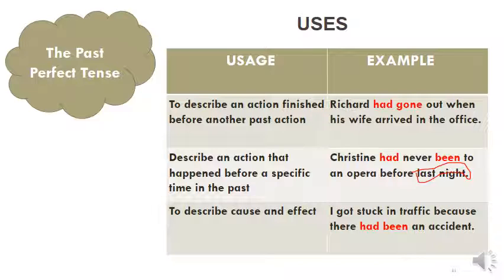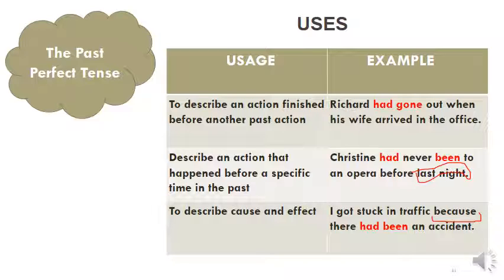Because there had been an accident, as you can see here, we have a cause-effect relationship. So the third use of the past. Here there is a cause-effect relationship, which is described because they used "because." So, I got stuck in traffic. Okay, this is the effect. Because there had been an accident, this is the cause.